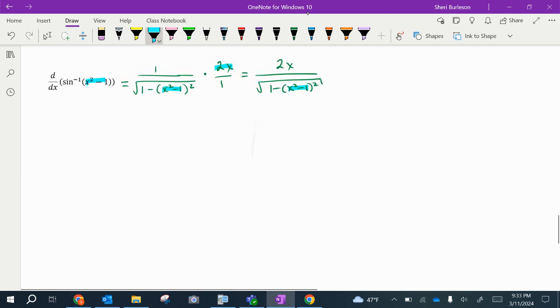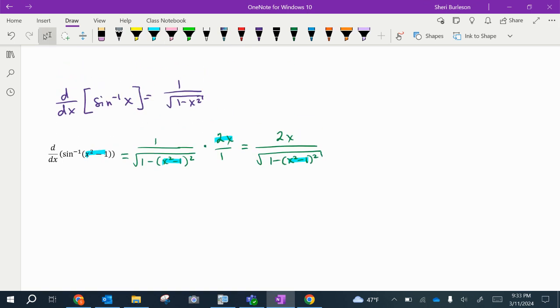Did I write it? No, I wrote another one. All right, so let's try this one. The derivative of inverse sine of e to the x squared. So see if you can do that one. Go ahead and pause the video.